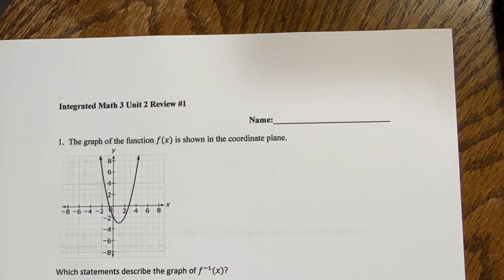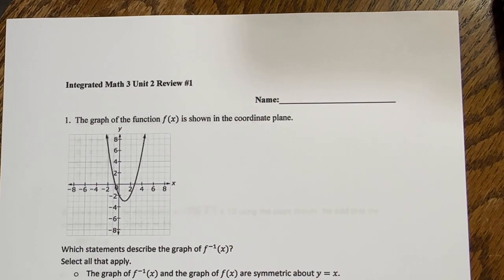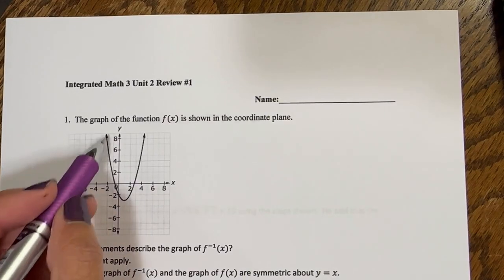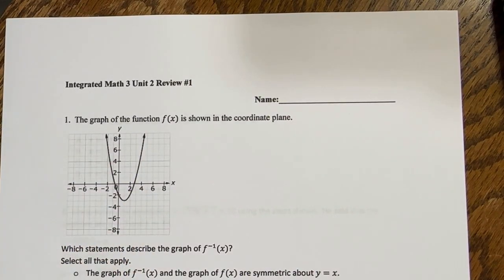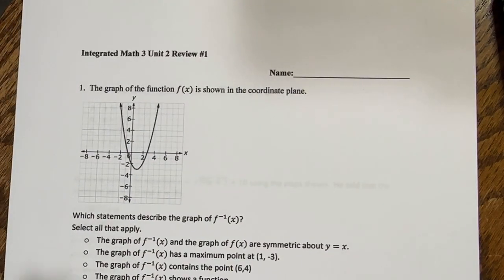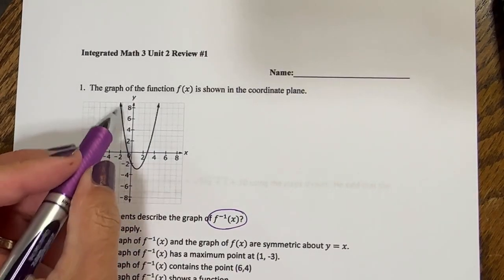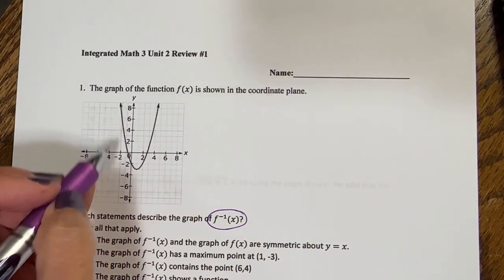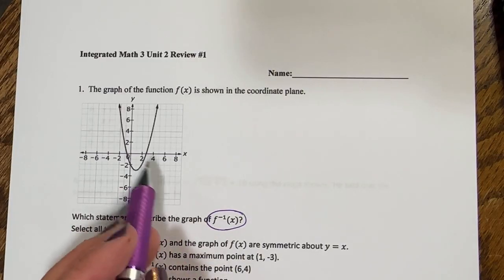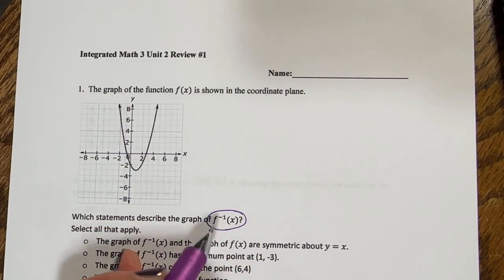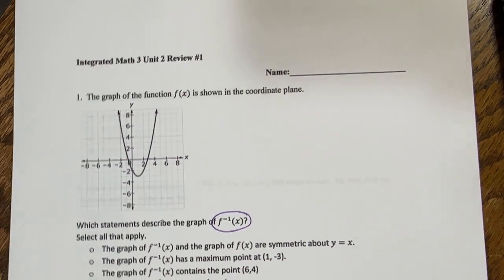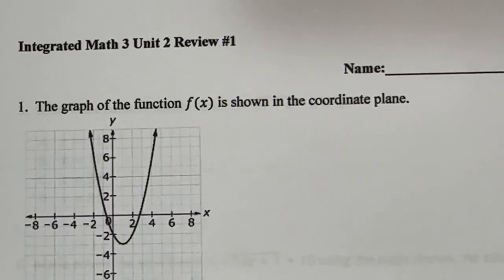So it says the graph of a function f of x is shown in the coordinate plane. And so here's f of x. We've got a parabola here. And it says which statements describe the graph of f inverse of x? So in the graph right here, this is f of x. This is not the inverse, but they want us to use this to help us figure out which statements are true about f inverse. So what we should do is remember, we can Freaky Friday some points.